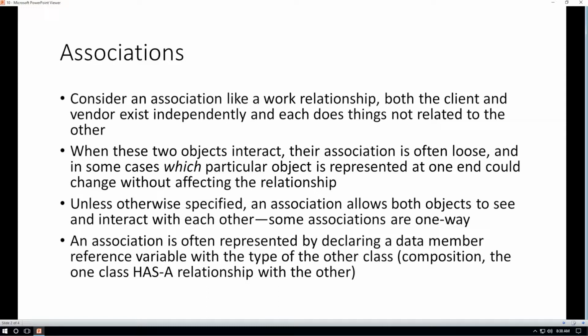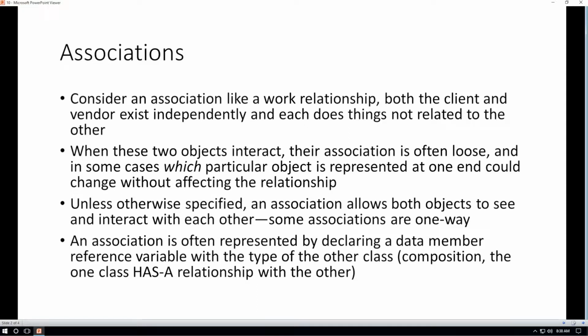In our vendor-client case, the vendor would have to communicate to the client plus receive information back. Same with the client to the vendor. An association is often represented by declaring a data member reference variable with the type of the other class. This is called composition generally. The one class has a relationship with the other, which is modeled by that instance variable.